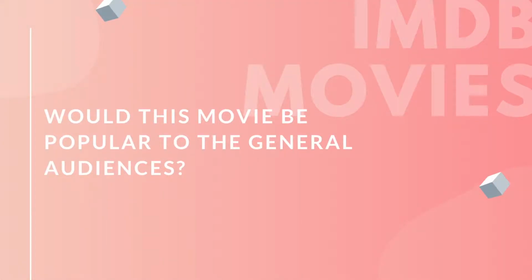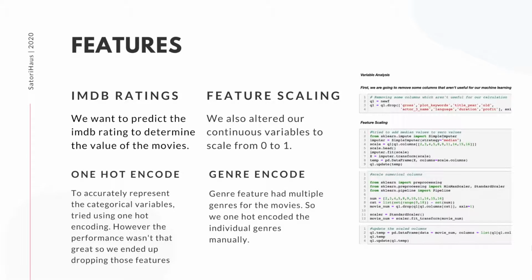With the IMDb movie dataset, we wanted to be able to predict whether the movie was successful. We broke this question into two parts: whether the movie will be successful based on the general audience, or whether the movie will be successful financially. First, we'll look at the question of whether this movie will be popular to the general audience. To predict whether it will be popular, we use IMDb ratings. We wanted to use the IMDb ratings to determine the value of the movies.